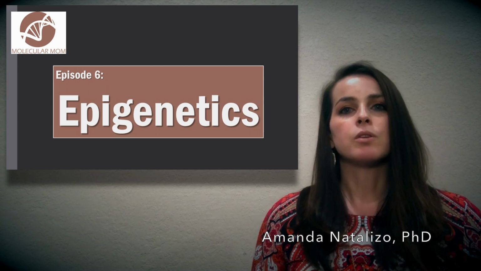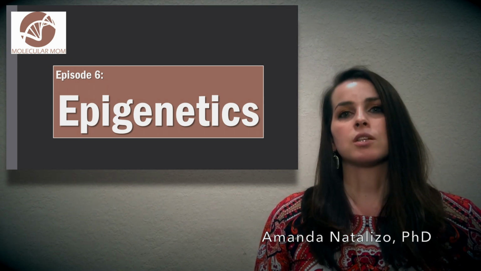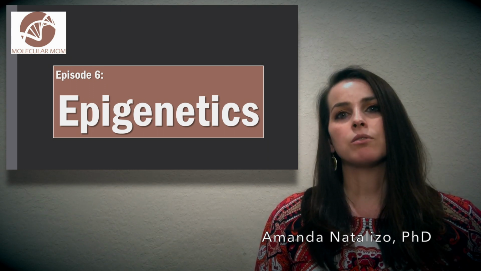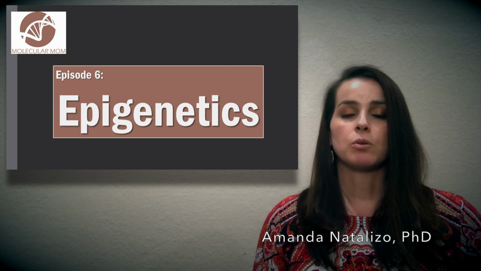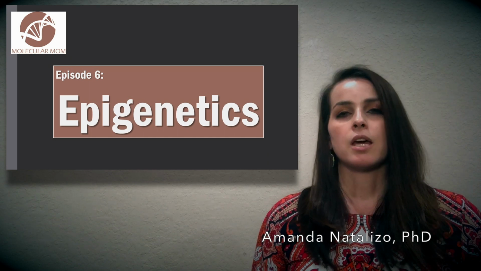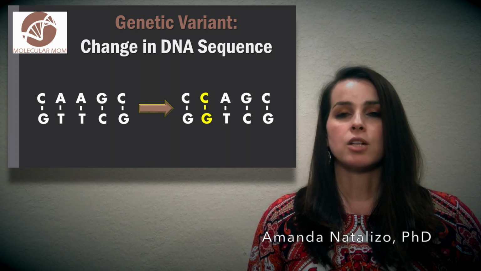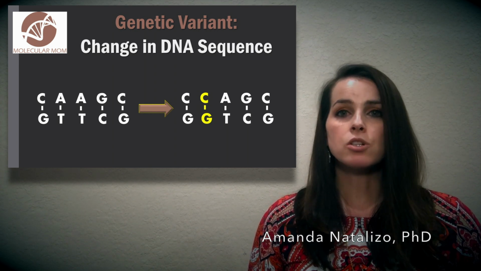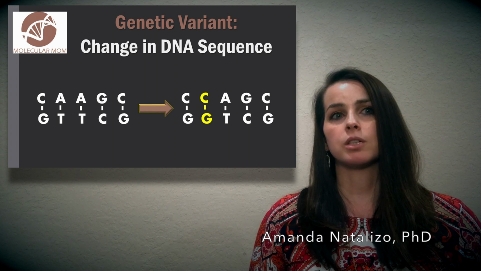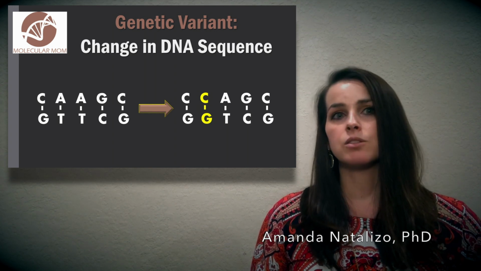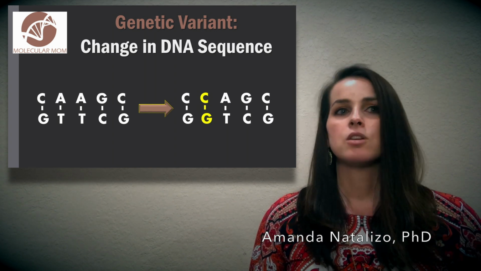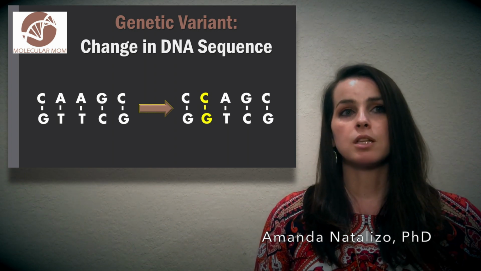So typically when you think of a DNA change that's inherited, you think of a change to the actual underlying sequence. Say if you have a sequence of CAAGC, there could be a change or genetic variation or mutation in that sequence, resulting instead of a CAA to a CCA. So the A is changed to a C.